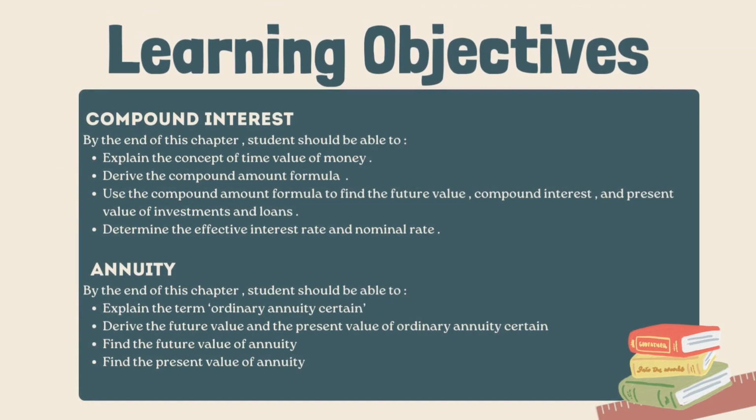Learning objectives for compound interest. By the end of the chapter, students should be able to explain the concept of time value of money, graph the compound amount formula, use the compound amount formula to find the future value, compound interest and present value of investments and loans, and determine the effective interest rate and nominal rate. For annuity, students should be able to explain the term ordinary annuity certain, find the future value of an annuity, and find the present value of an annuity.